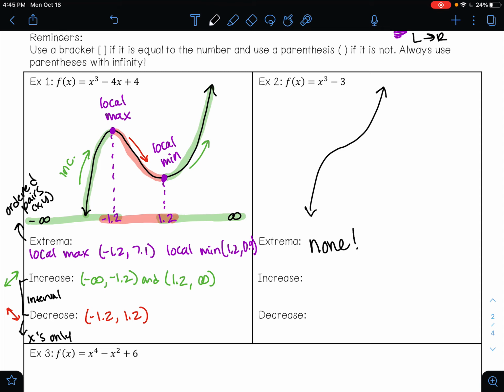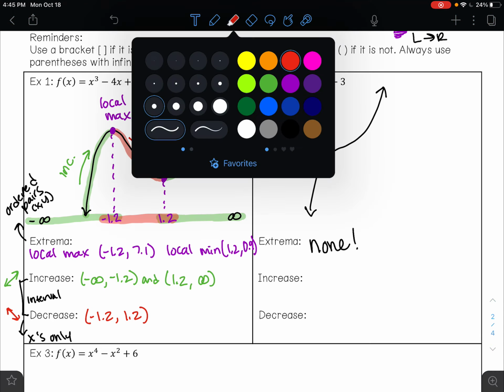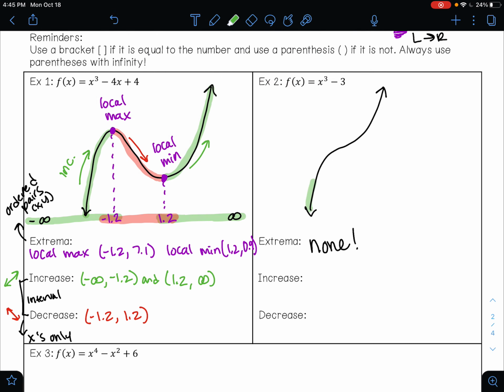We just said that it's always increasing because it is going up from left to right the entire time. It never dips back down and the numbers never start to decrease. So you're increasing over your entire domain, which is from negative infinity to positive infinity, right? Negative infinity is on the left, positive infinity is on the right. We are increasing over that entire interval. We never go back down, so we do not have any intervals of decrease.